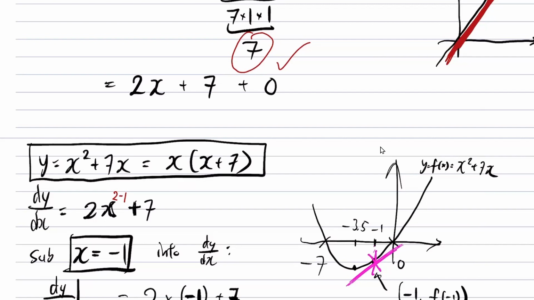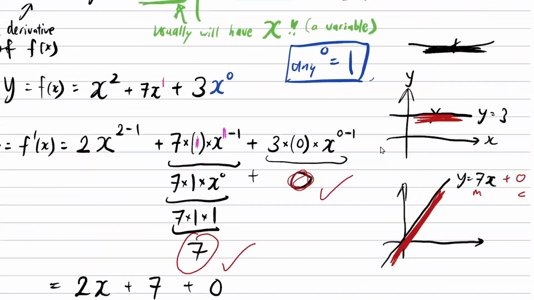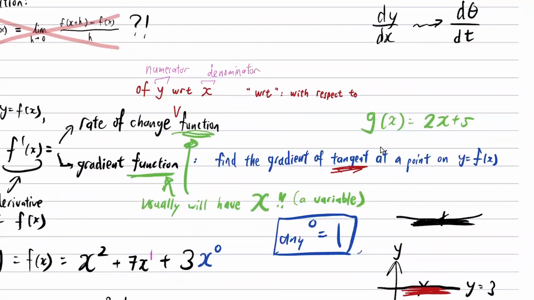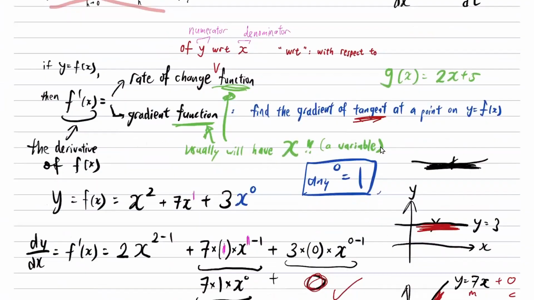It provides you with the gradient of the tangent. Where? At the point, exactly. Gradient of the tangent at a point. You better go and memorize this soon. Gradient of tangent at a point.